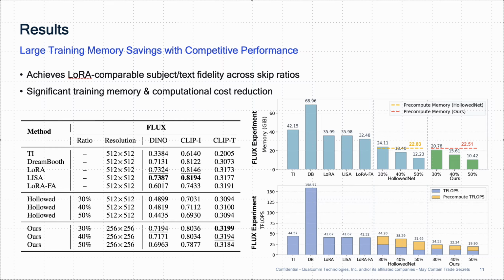Overall, the takeaway is simple. We get large memory and compute savings without sacrificing personalization quality, enabling much more practical DiT fine-tuning under tight resource budgets.